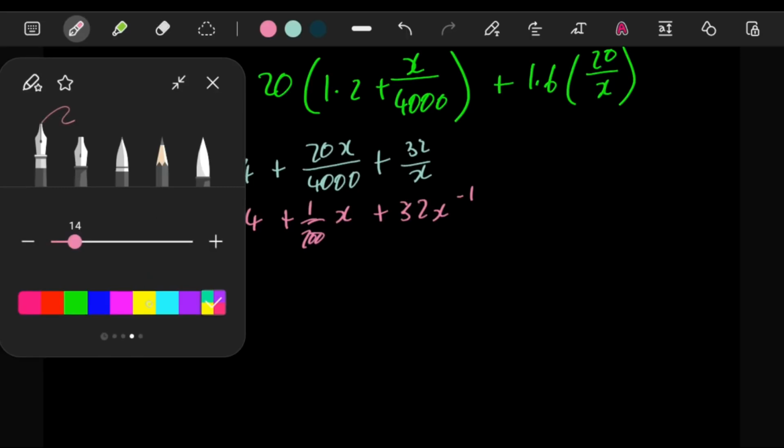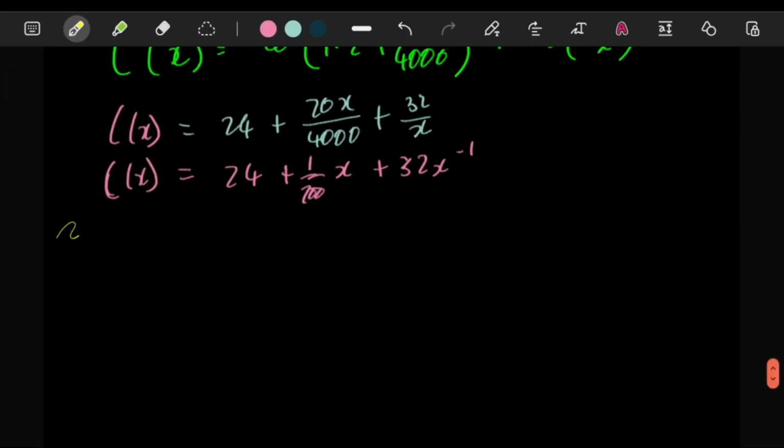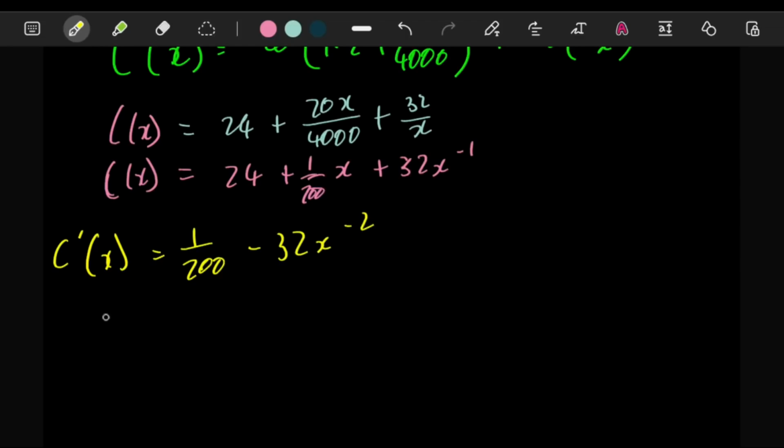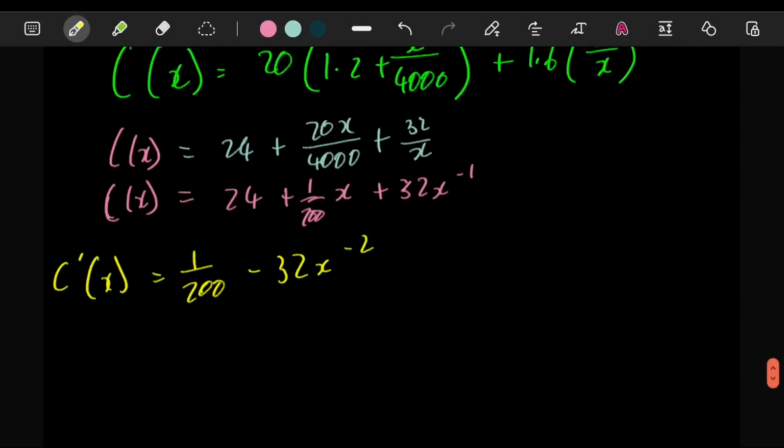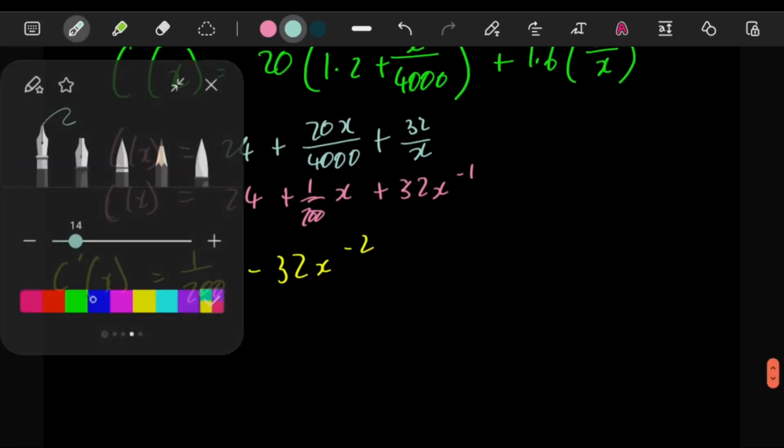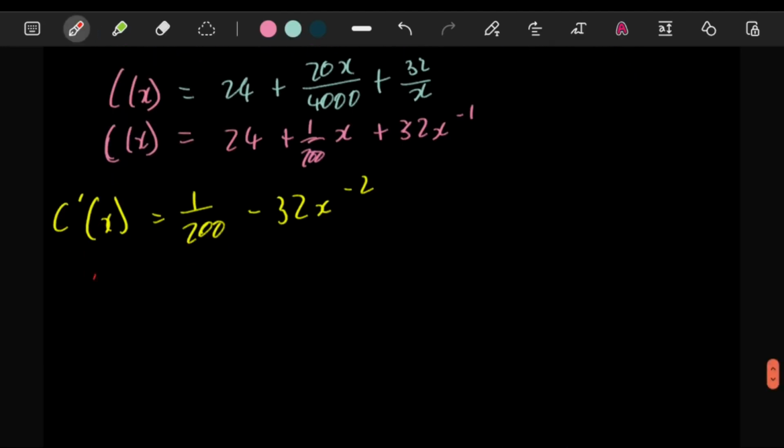Now you have an equation that is easy to differentiate. Your first derivative here is going to be, the 24 falls away. 1 times this is 1 over 200. You're going to remove 1 from the x, so it's going to be x to the power of 0, so you don't have to write anything here. Then -1 times 32, negative 32x, and then to the power of -2. So this is the differentiated equation as we said. Get the cost equation, differentiate it, equate it to 0. Equating this to 0, let's see. 0 is equal to 1 over 200.